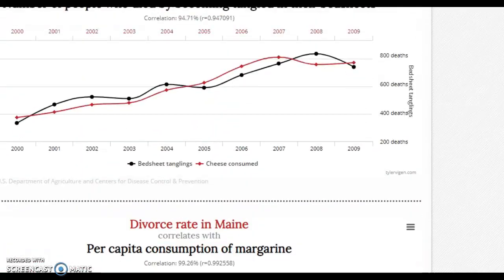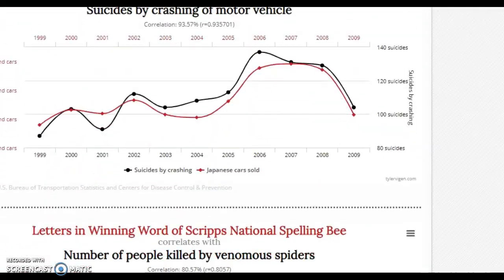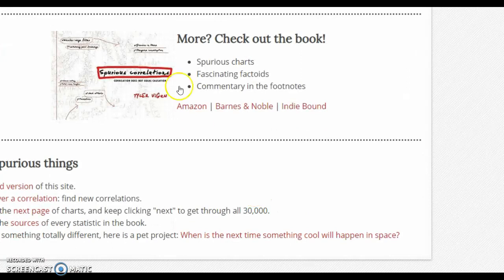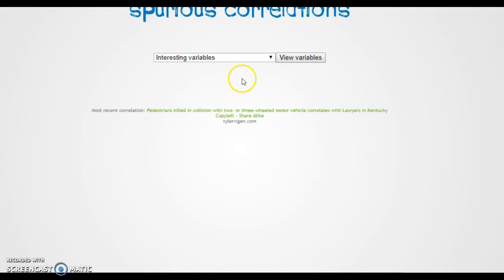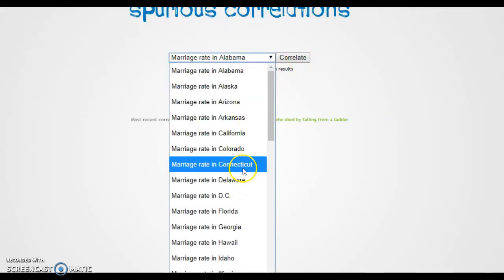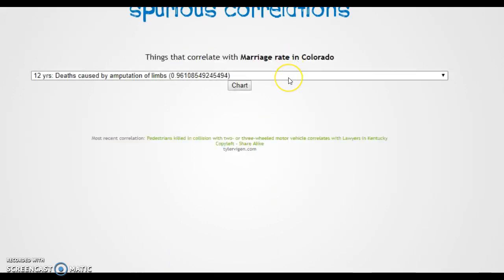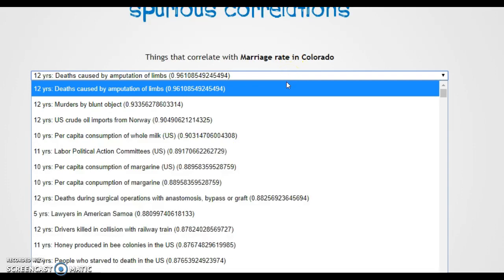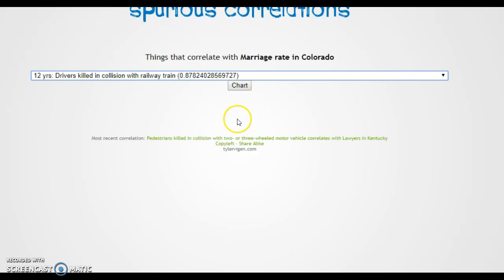What you'll be doing, and there's a lot of very entertaining ones to look through, is going down and creating your own spurious correlation. So at the very bottom, let me scroll this over just a little bit, you will go to discover a correlation. You'll choose a variable. So let's just choose marriage rates. I encourage you to look through these a little bit more carefully, but I'll go with marriage rates in Colorado. And then you're going to go through and find things that correlate with that. I'll just put drivers killed in collision with a railway train.